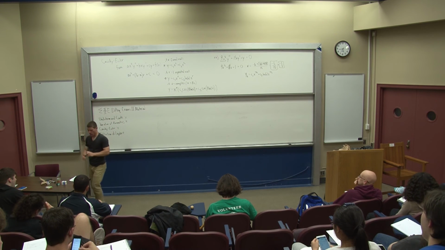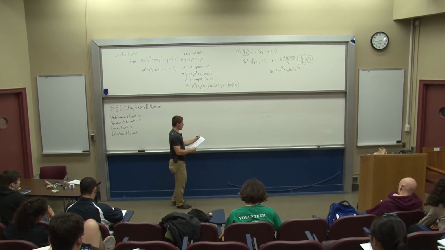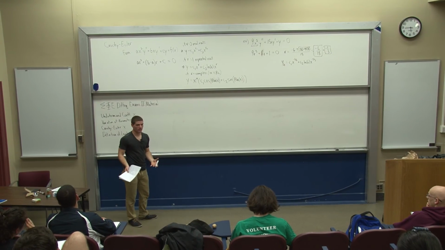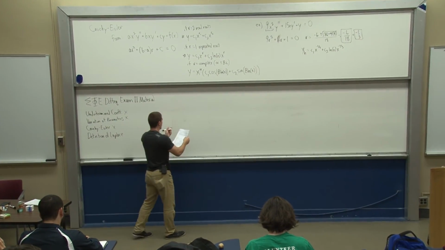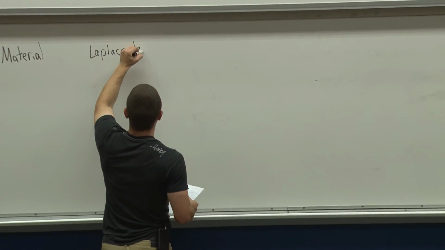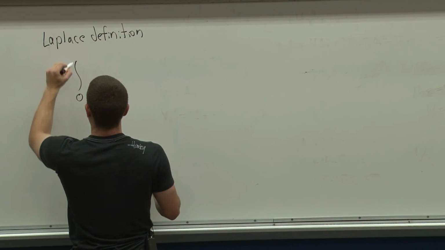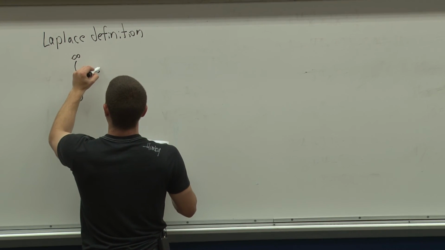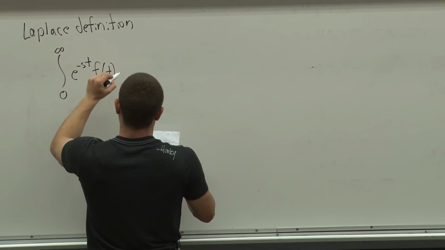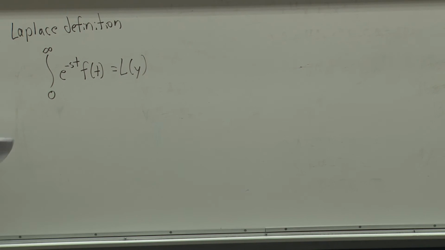All right. So the definition of Laplace transform. It's pretty easy. It's just a definition. That's exactly what it is. Something to know. The Laplace definition is literally the integral from 0 to infinity of e to the negative st times the function f of t, equals the Laplace of y, where y equals f of t, the function. All right, so that's it.